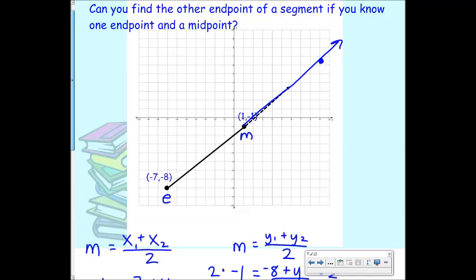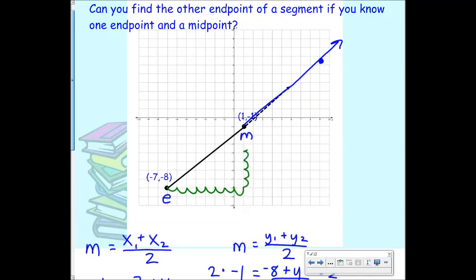So I know that this is my endpoint right here. Can I figure out basically how far I have to go to get to my midpoint? Yes? How? By counting, right? How far over do I have to go? So I'm just going to count. I'm going from negative 7 to 1. So I go over 1, 2, 3, 4, 5, 6, 7, 8. So how many over did I go? I went 8 over. And now I have to go from negative 8 up to negative 1. So I'm going to go 1, 2, 3, 4, 5, 6, 7. So how many up did I go? 7. So I went 8 this way and then 7 up.